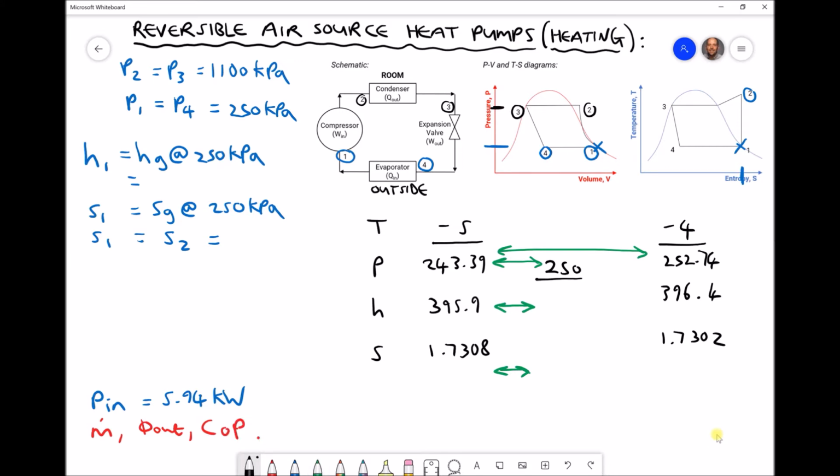So first of all then, to determine the decimal, we need to use our pressures. And we're going to carry out the following calculation. First of all, to evaluate the shorter line, we have 250 minus 243.39. And to evaluate the longer line, we have our upper limit, 252.74, minus our lower limit, 243.39. Now that gives us a decimal equal to 0.70695.